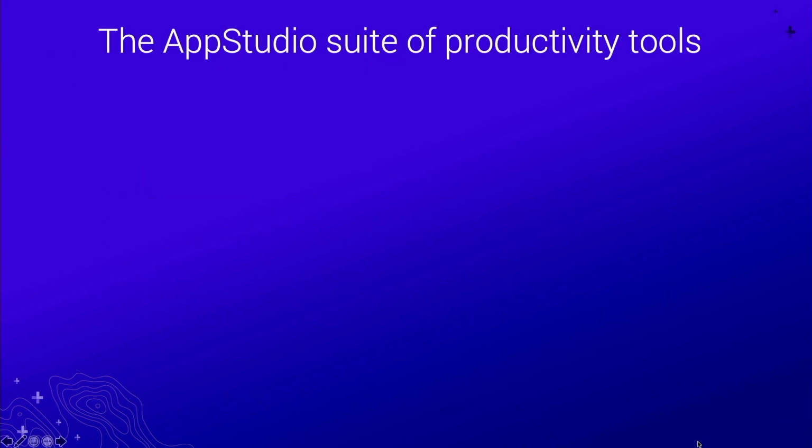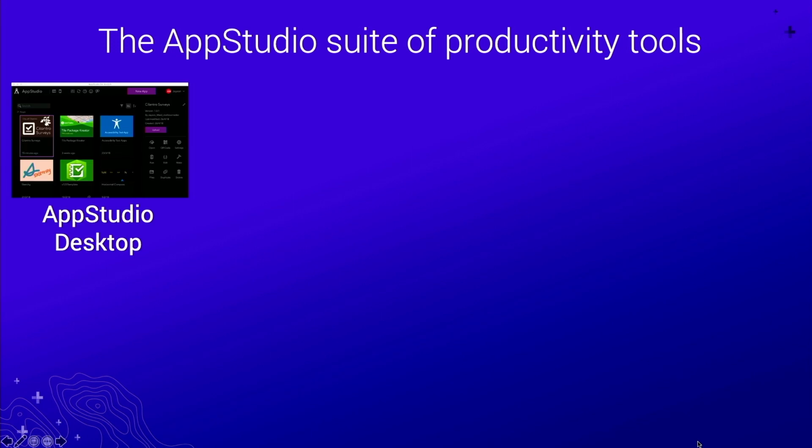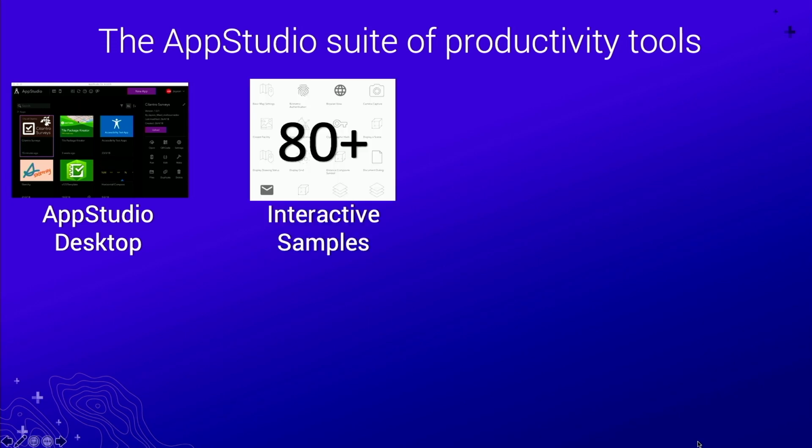AppStudio is a suite of productivity tools. It's not just one tool. It's a collection of a lot of tools that would help you be productive in creating native apps. The main tool in AppStudio is AppStudio Desktop. It is where you are going to create your new app and also where you are managing your app. Inside AppStudio Desktop, we have over 80 interactive samples that's going to show you exactly how each functionality works.